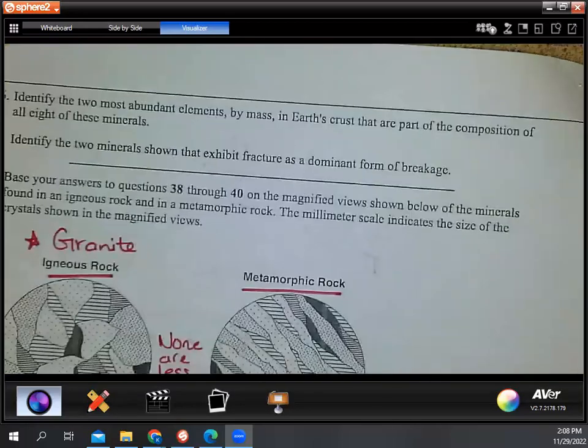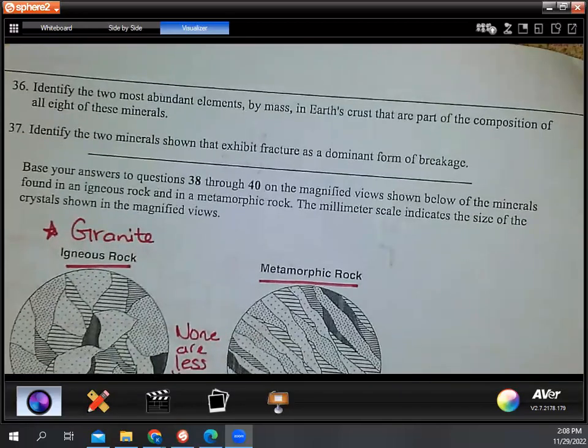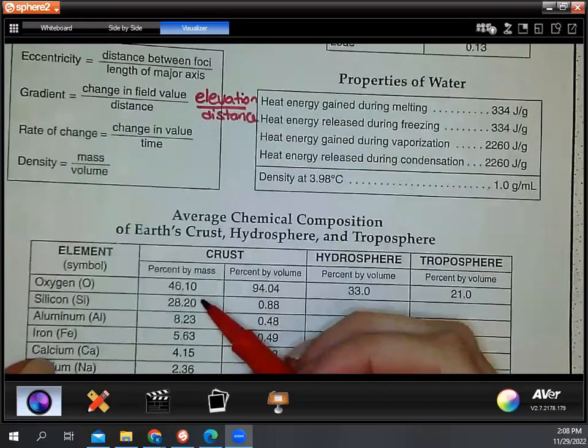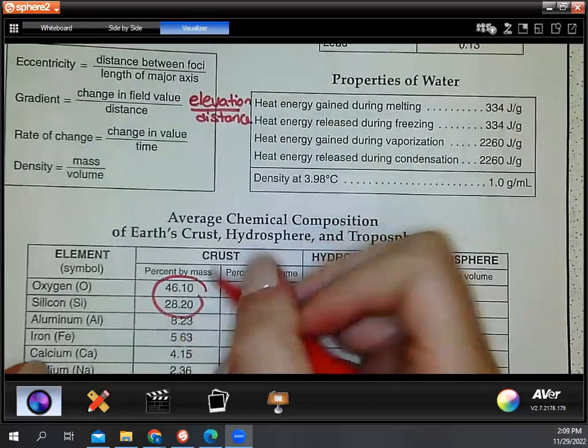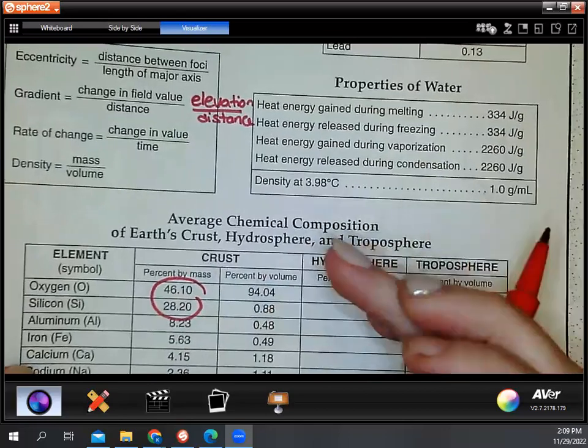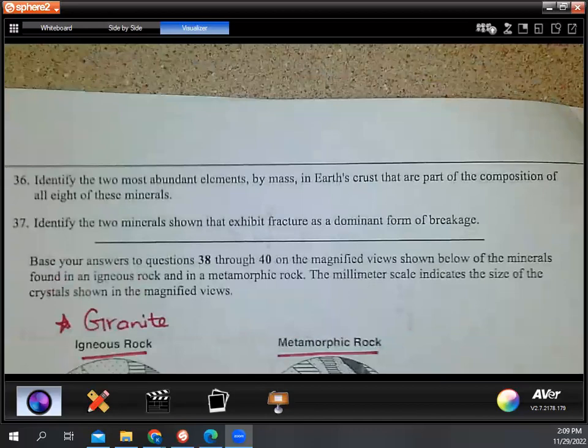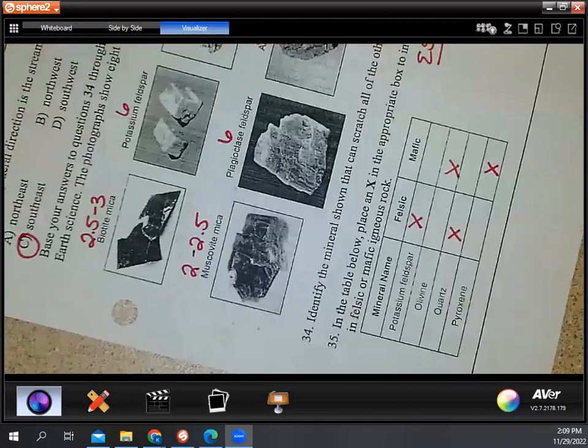Identify the 2 most abundant elements by mass in Earth's crust that are part of the composition of all 8 of these. So you just had to go to the front page of your Earth Science Reference Table, find the column of Earth's crust by mass. The 2 most common are here, which is oxygen and silicon. I check it against all of the minerals on the front page that we were just on there.